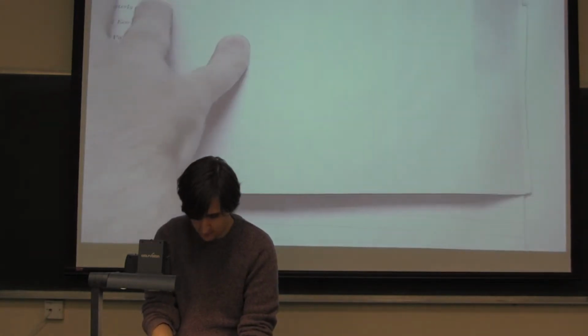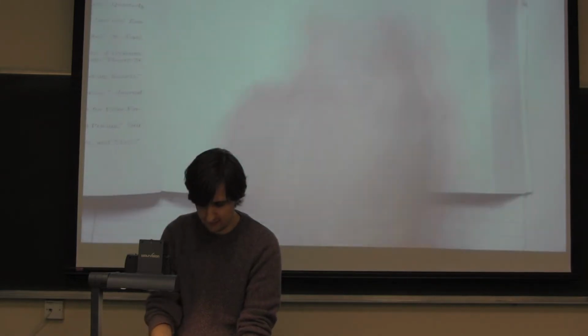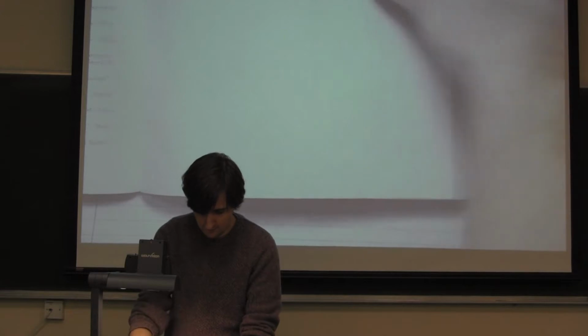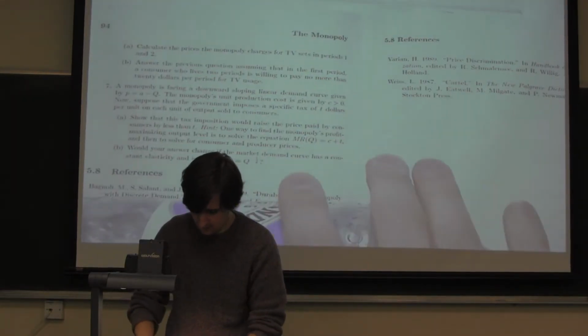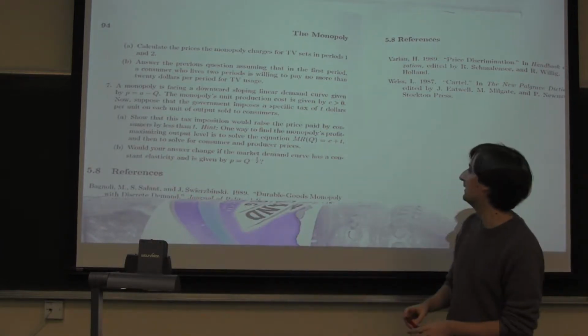Calculate the prices a monopoly charges for TV sets in period 1 and 2. So we've done that, 150 and 50. Answer the previous question, assuming that in the first period, a consumer who lives 2 periods is willing to pay no more than $20 per period of TV usage.